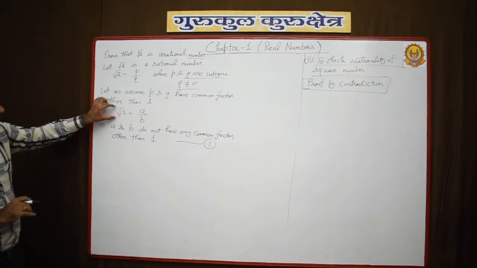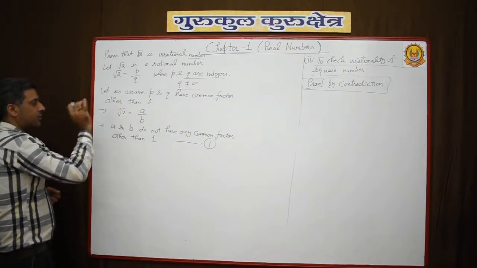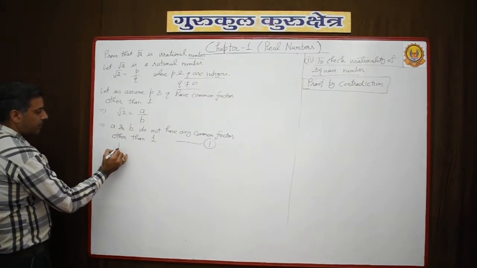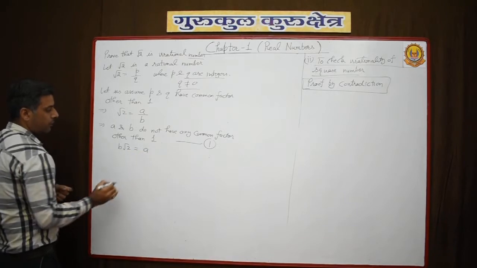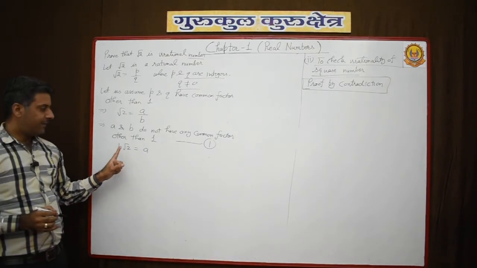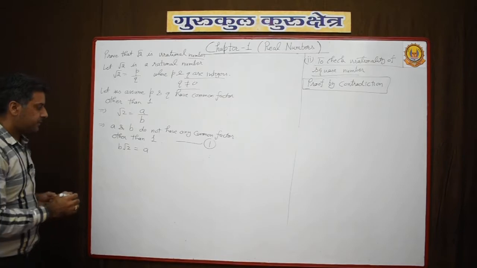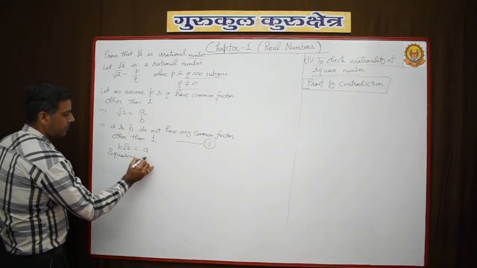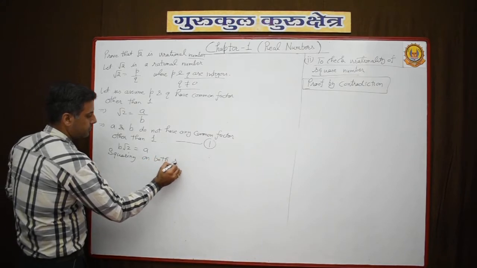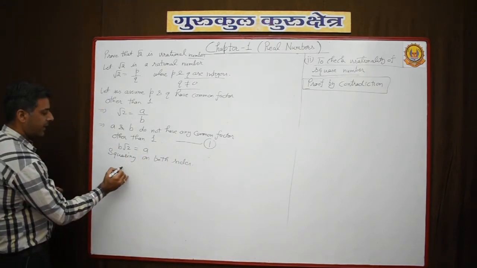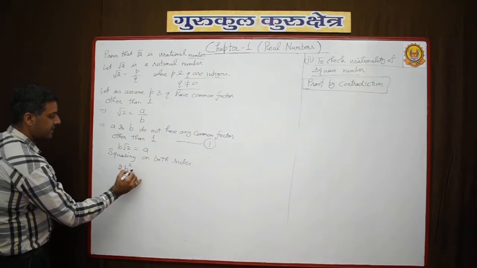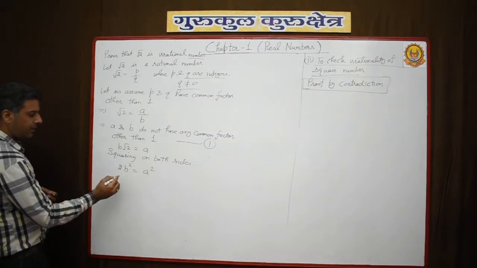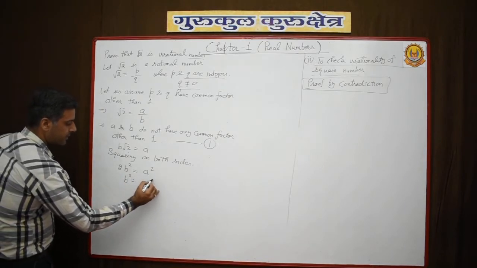So now I will simplify this equation. Take b here. So b under root 2 is equal to a. Now for removing the square root, I will do squaring on both sides. So I will get 2b square is equal to a square. Take 2 here, rearranging. So b square is equal to a square by 2.